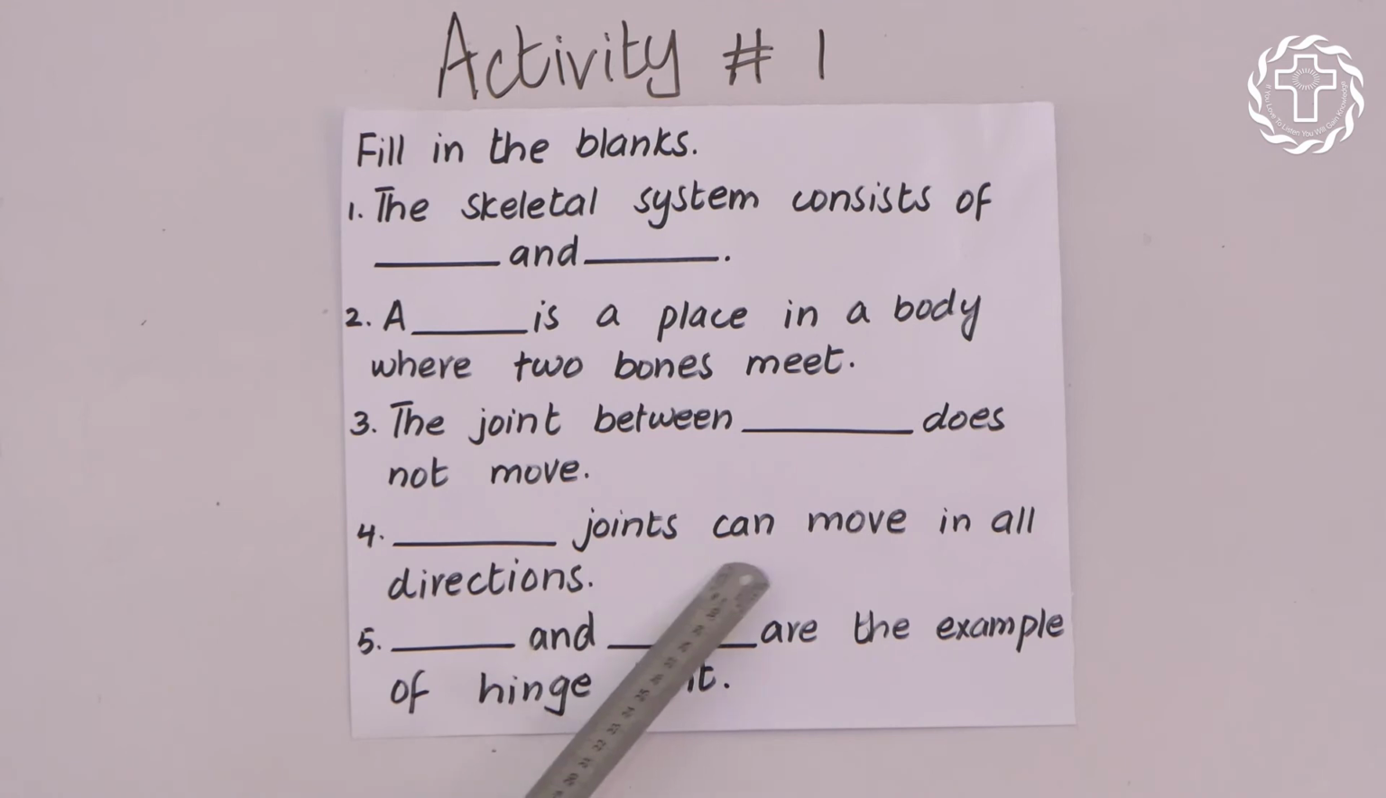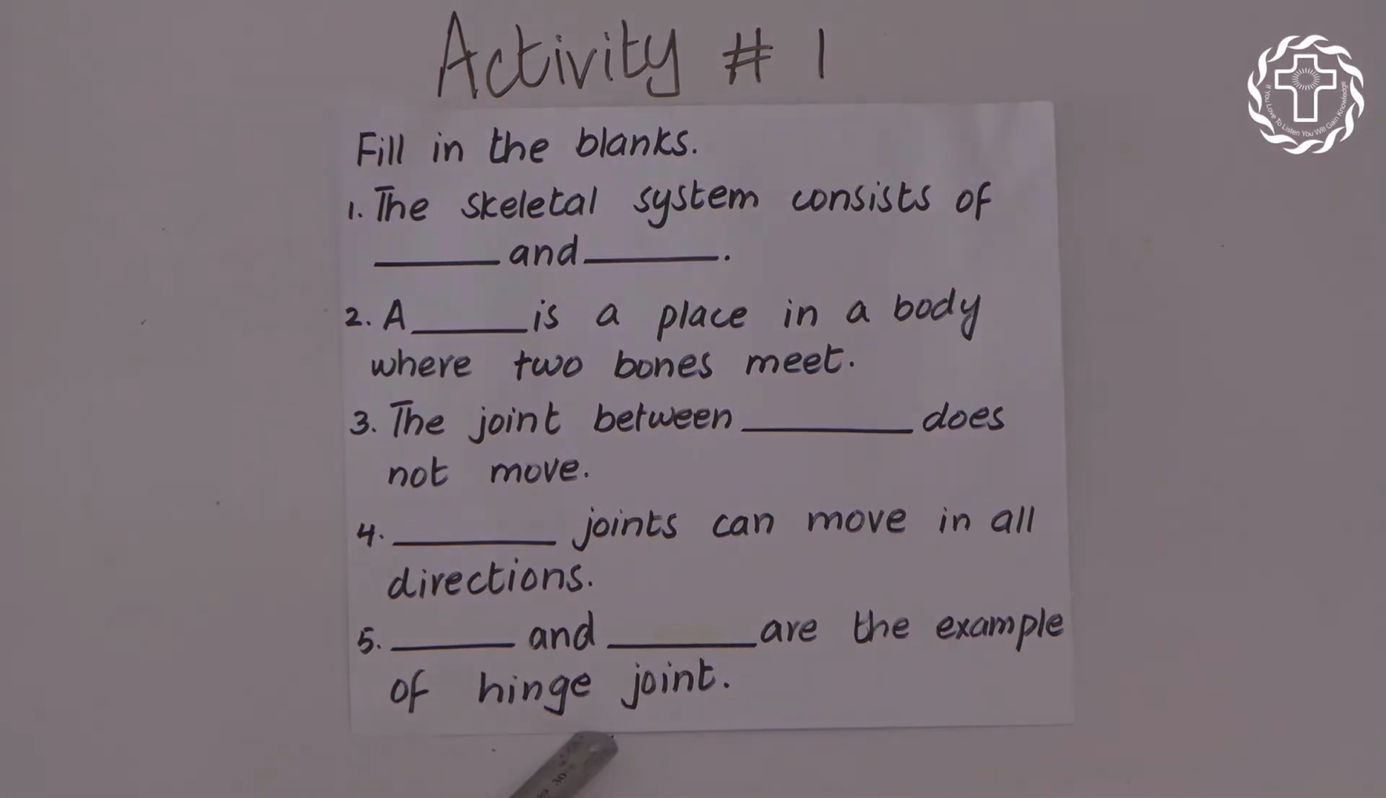Dash joints can move in all directions. Ball and socket joints can move in all directions. Dash and dash are the examples of hinge joints. Elbow and knees are the examples of hinge joints.